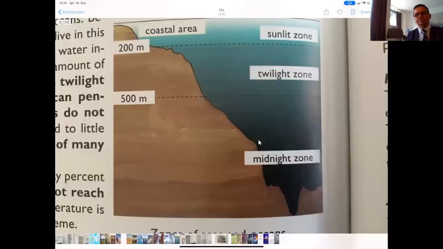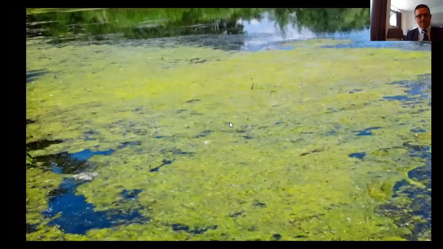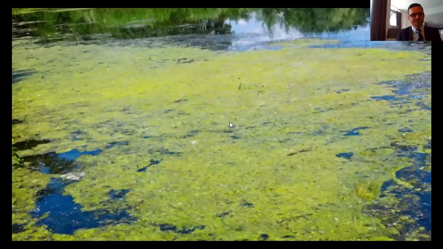So this is something important we talked about: coastal areas, sunlit zones, twilight zones, and the midnight zone. So these are the zones of seas and oceans. It would be lovely to see a nice image of this in your exercise book as well under the text you copied. What is the creature here? Algae. Algae are tiny aquatic plants containing chlorophyll, and as you can see, they are usually green in color.